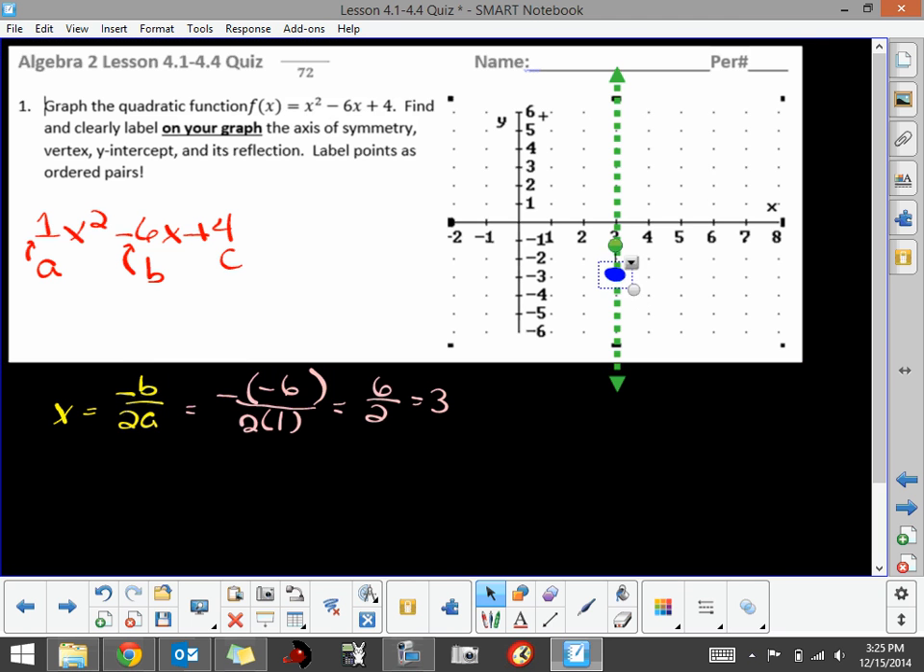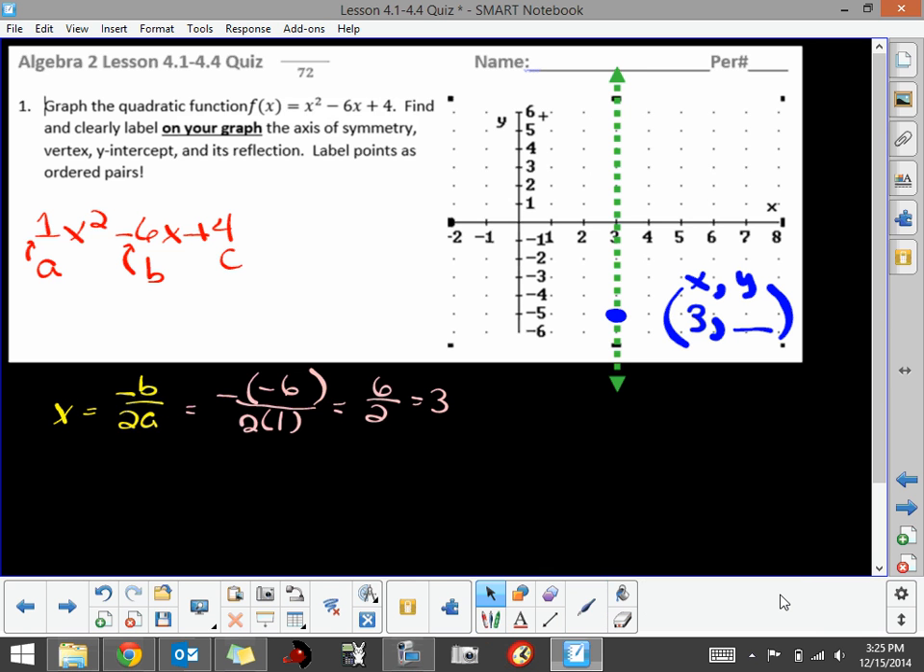and that vertex can slide up and down. I can just get it to move. So our vertex has to be on the axis of symmetry, and because of that, every single ordered pair has to start with a 3. So I know the ordered pair of the vertex is 3 comma something. I just got to find out what that something is. So I've got an x, and I need to find the y value.